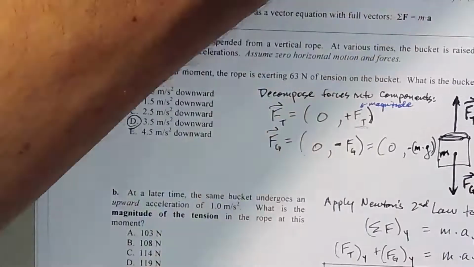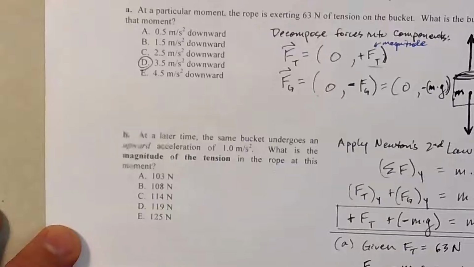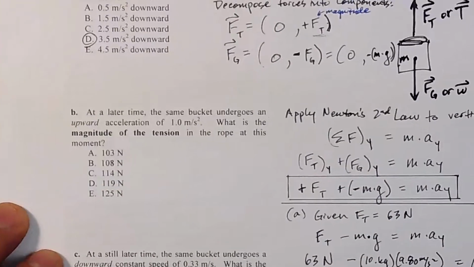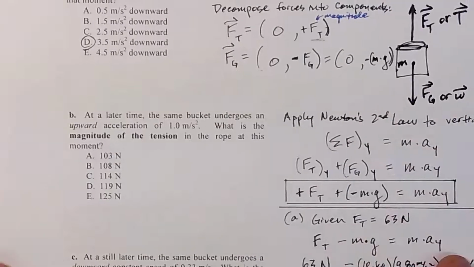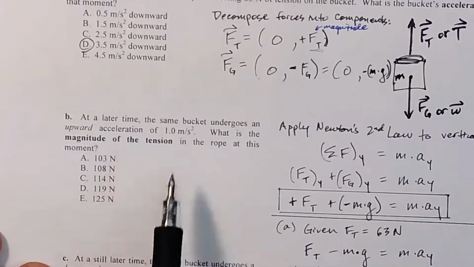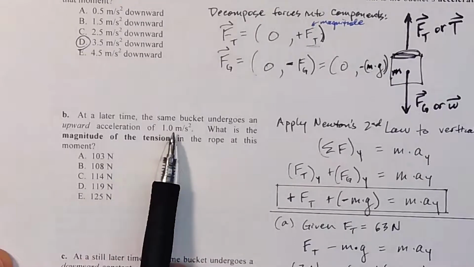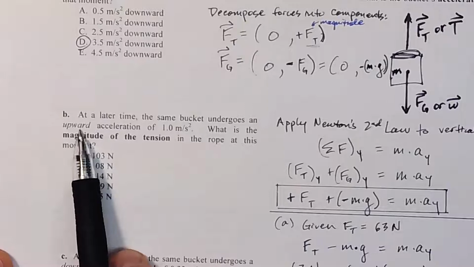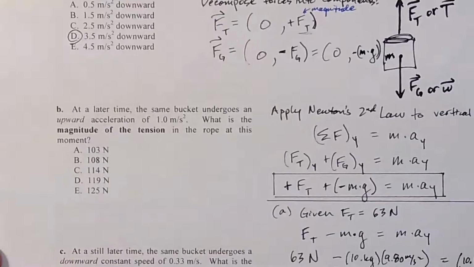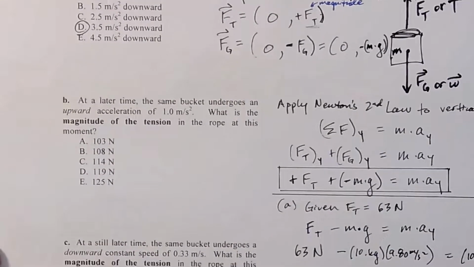Let's do another one. Part B. At some other time, the same bucket with the same rope attached to its top undergoes an upward acceleration of 1.0 meters per second squared. So the direction of the acceleration is upward, positive y direction. What's the magnitude of the tension in the rope at this time?